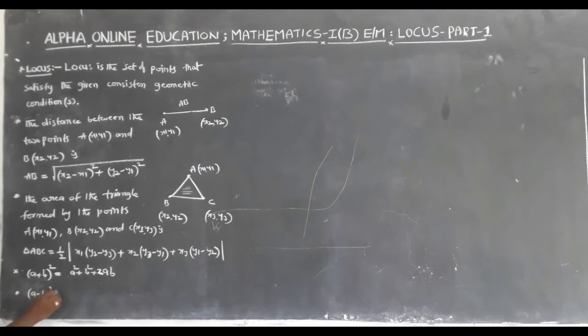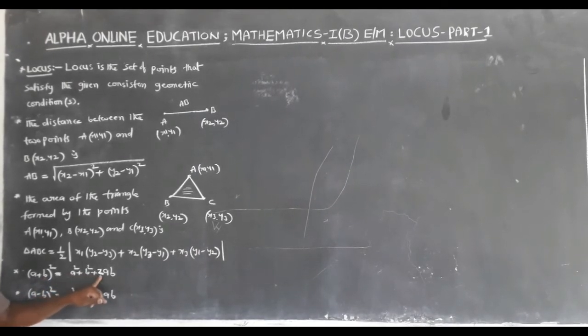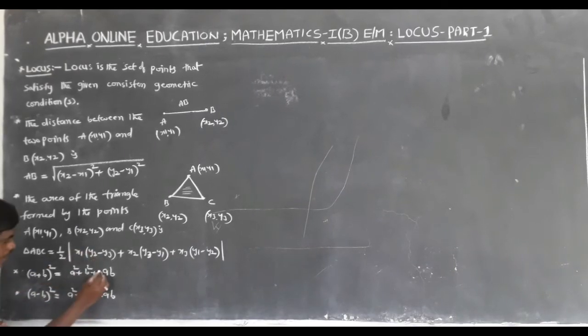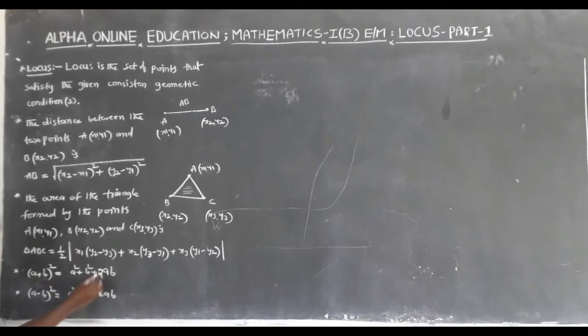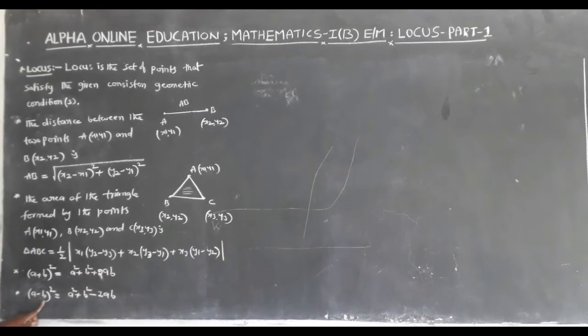Next one, (a minus b) whole square. (a minus b) whole square is equal to a square plus b square minus 2ab.